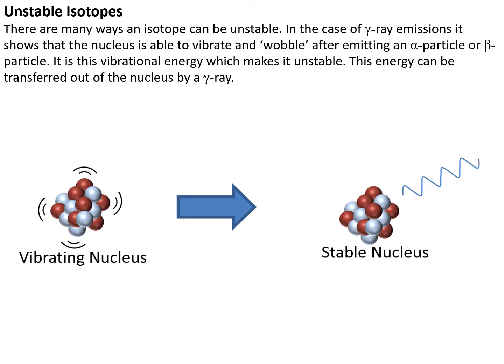So following the emission of alpha and beta, the nucleus will be left vibrating or wobbling. It needs to get rid of this excess energy, and so it does so by emitting a gamma ray, which carries that energy away. It transfers it to somewhere else.